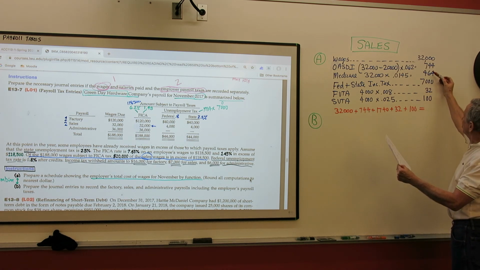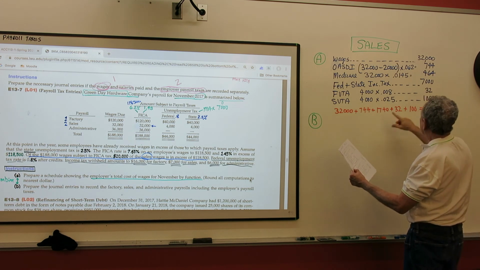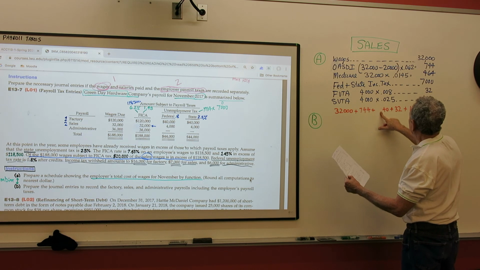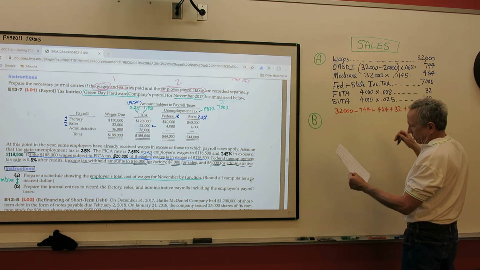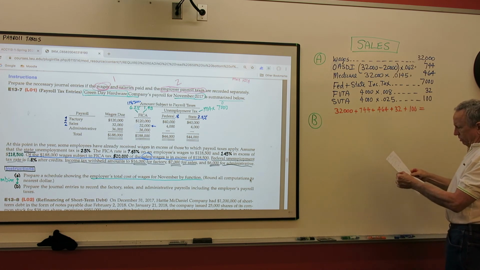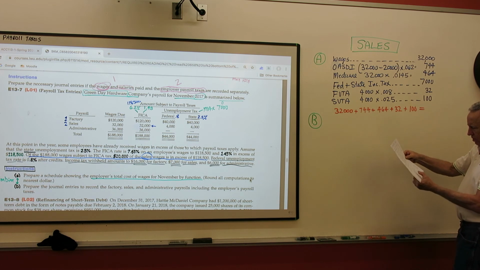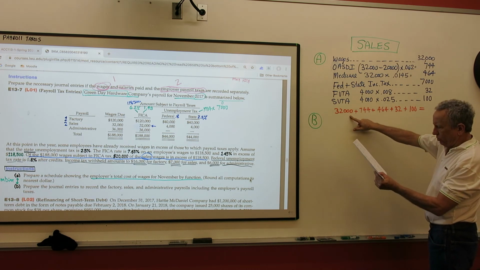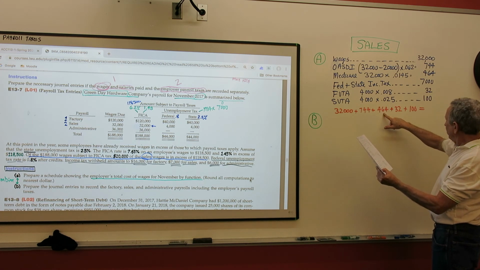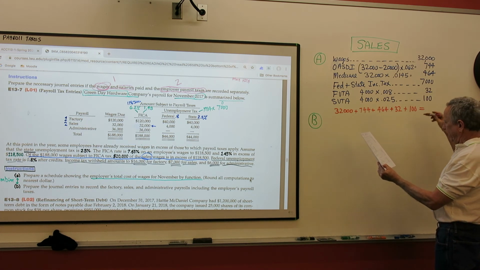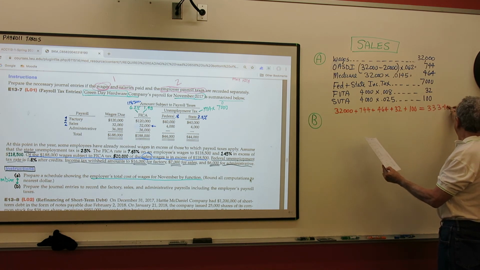Okay, that should be 464. So that Medicare, we got to replace that right here. 464. All right, so let me see. Then this is going to be 32, 744, 464, 32, and 100, and that adds up to $33,340.